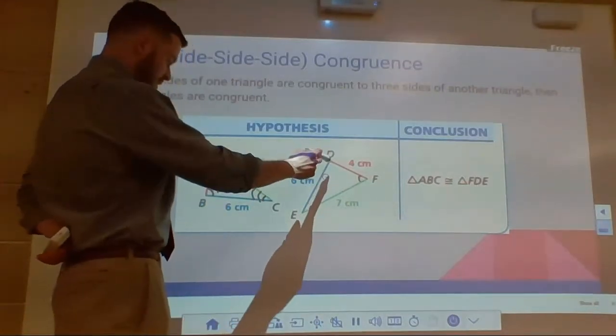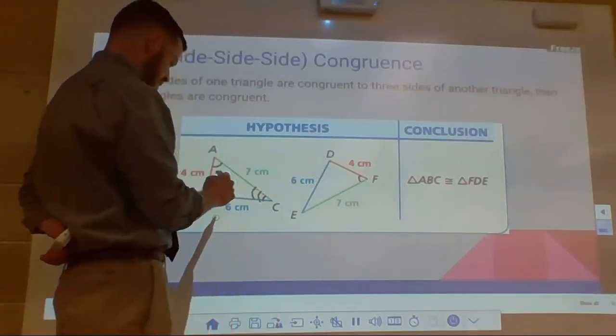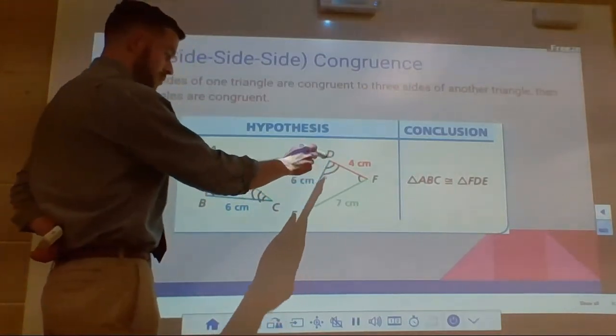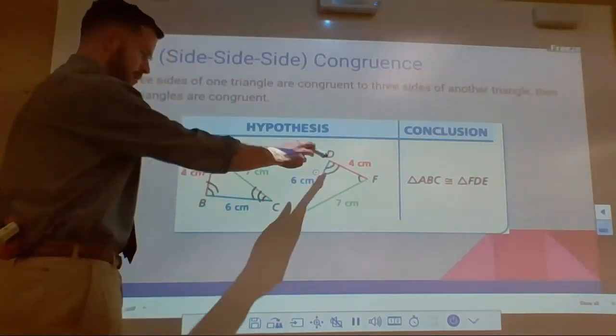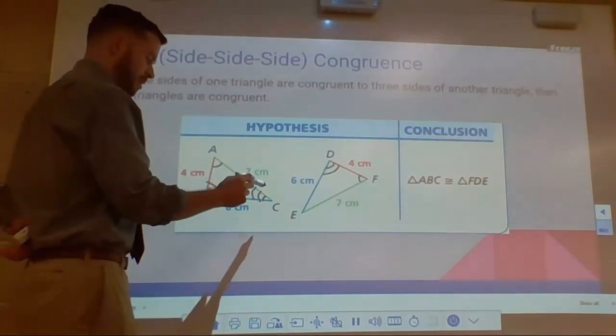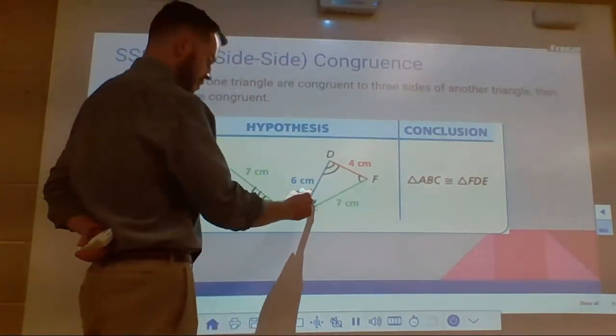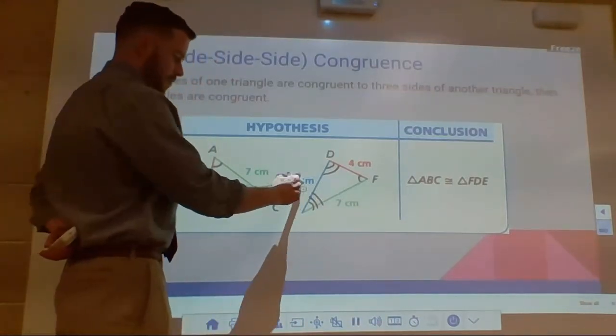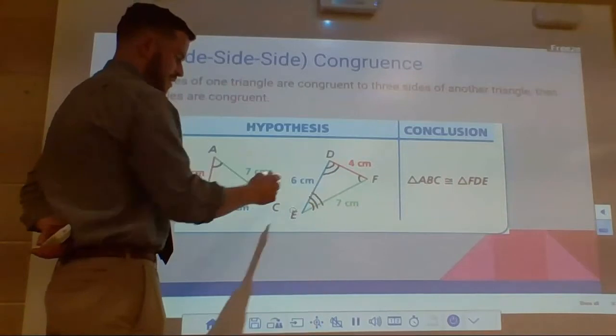So angle D is in between 4 and 6. Well, angle B is in between 4 and 6. So I'm going to put two tick marks, or two arcs, at angle D, just like angle B has. And then angle E is going to have 3 arcs because angle C has 3 arcs. They're both in between the 6 and 7 lengths.